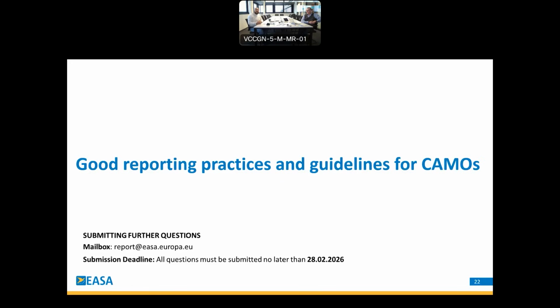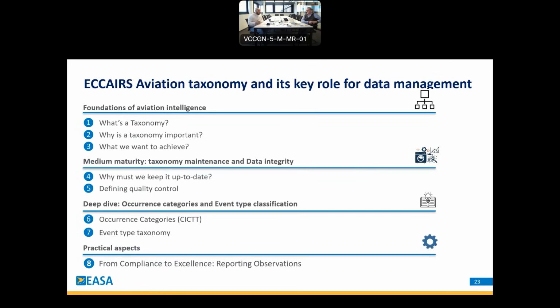The main aim of my presentation is to improve the quality of the reports submitted by CAMO organizations. That is the main aim of this presentation. But I have structured my presentation a bit differently. We'll start by talking about the importance of the CARES Aviation taxonomy and its key role for data management. We'll go through what a taxonomy is, why it's important, and what we want to achieve. And then we'll also see why it's important to keep the taxonomy up to date.